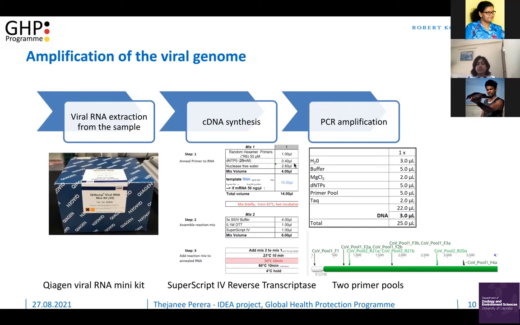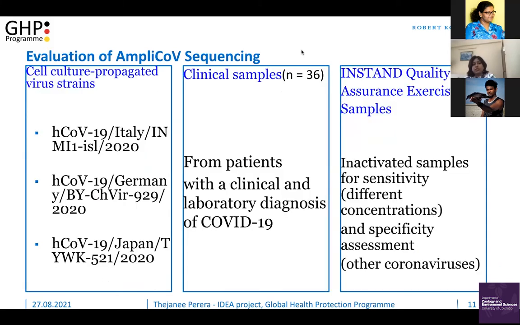So the amplicons, you pool them together. For the evaluation of the amplicon sequencing, they have three different settings. The first one was the cell culture propagated virus strains. They have used three viral strains from Italy, Germany, and Japan. And they have used 36 clinical samples from patients with clinical and laboratory diagnosis of COVID-19.